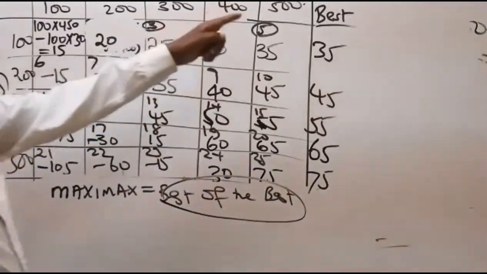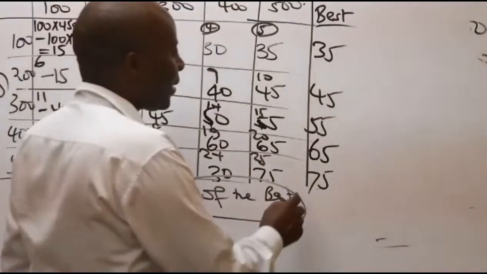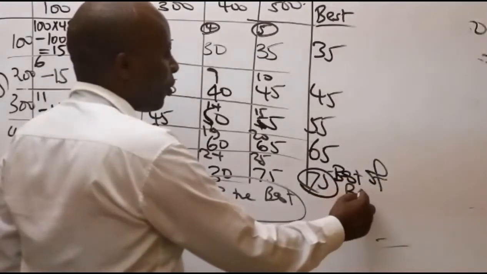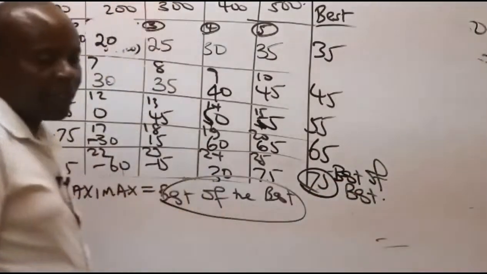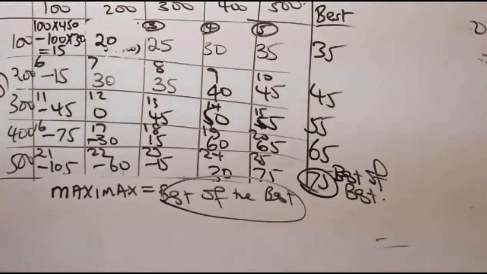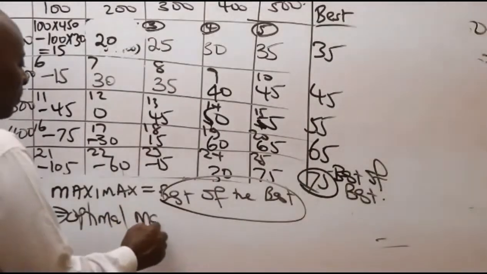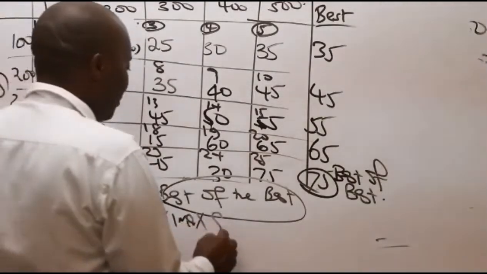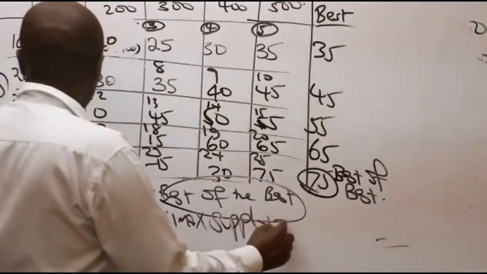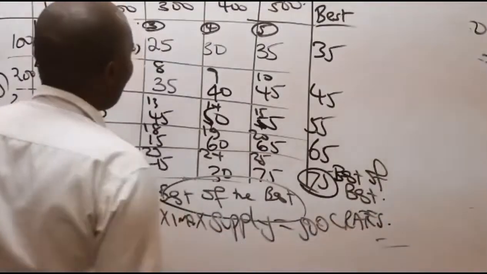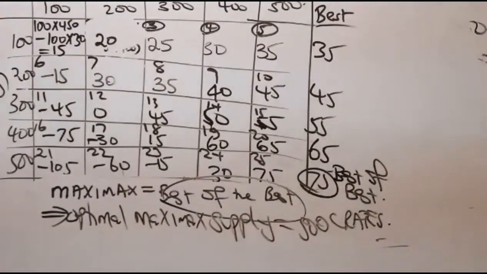So then amongst all these, which one is the best of the best? It is this 75. This is what we call best of the best. And if that is the case, then we are advising these people to supply. So the optimal maxi-maxi supply equals 500 crates.